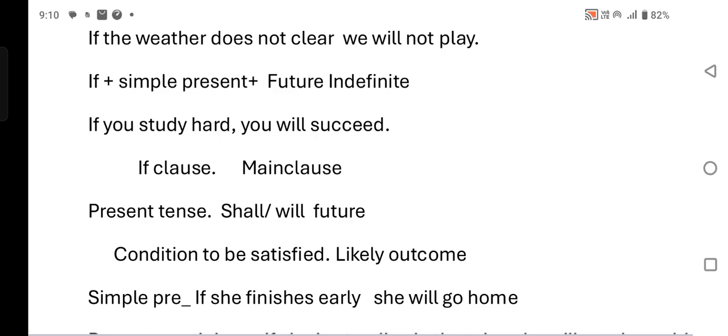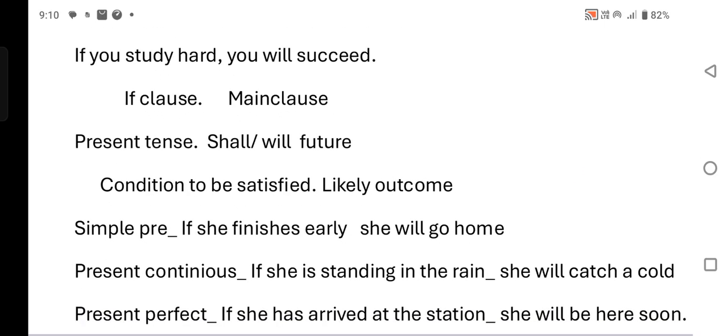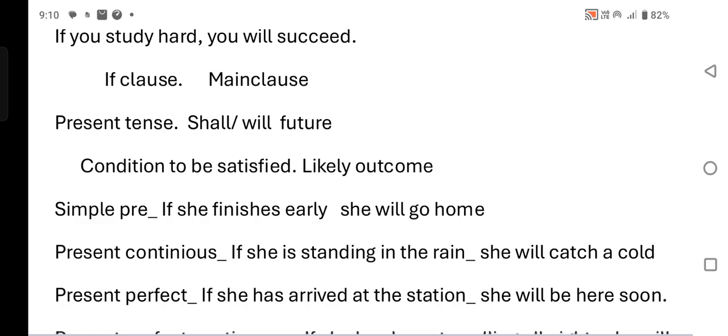Conditions to be satisfied, likely outcome. In simple present tense, if she finishes her work very early, she will go home. It is a simple present tense. In present continuous tense, if she is standing in the rain, she will catch a cold. She is standing in the rain, present continuous. She will catch a cold, future tense.